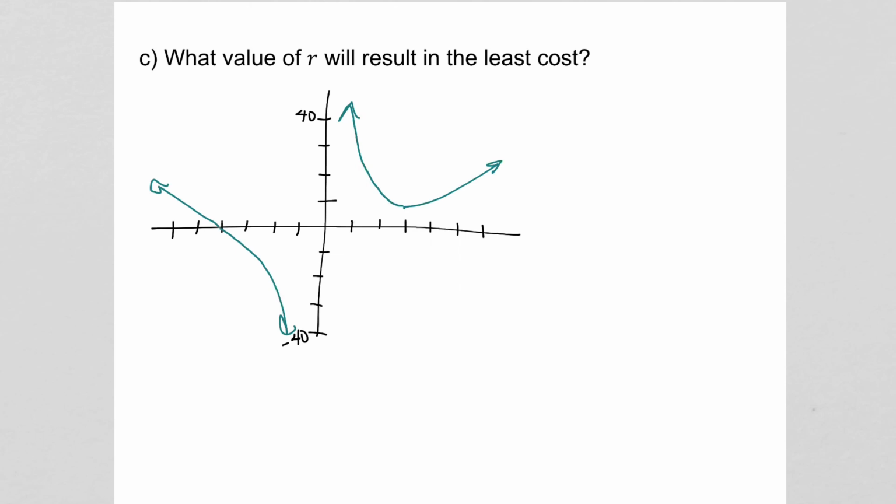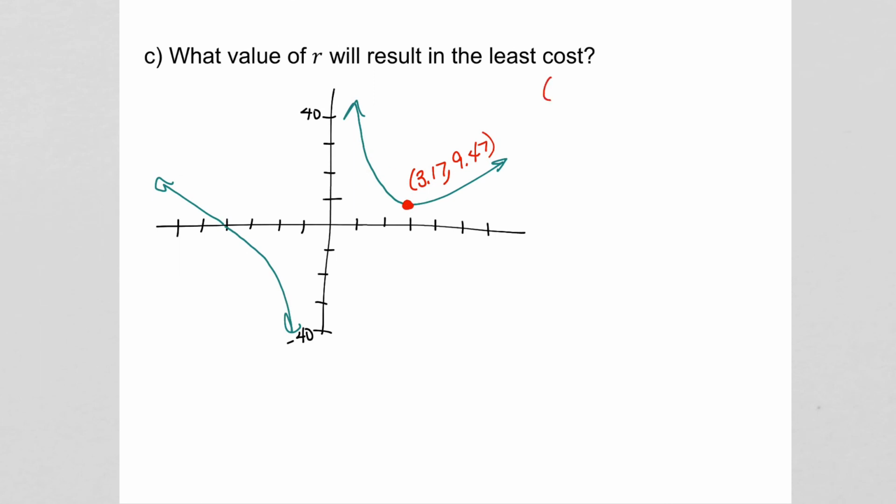Part C says what value of r will result in the least cost. So you could find that minimum by hand, but why, if you're using a graphing utility on this already? The minimum would be right here. So on the graphing calculator, you would use second calc minimum, or on Desmos, you just move the dot until it turns black. And this point is (3.17, 9.47). The point is in the form r was x and C was y. So what value of r will result in the least cost? 3.17, our units were centimeters.